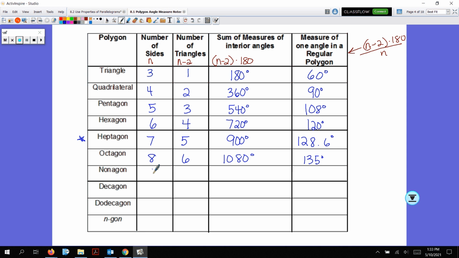All right, nonagon, that's 9 sides, 7 triangles. 1,260 degrees is the sum. Divided by 9 gives us 140 for each angle. A decagon has 10 sides, 8 triangles, a total sum of 1,440 degrees. That divided by 10 is just 144 degrees. Then we have a dodecagon, which is 12 sides, 10 triangles, 1,800 degrees. Divide that by 12 and get 150 degrees.